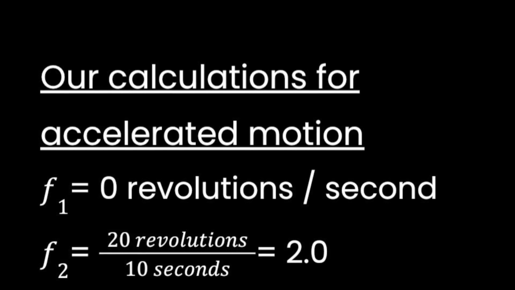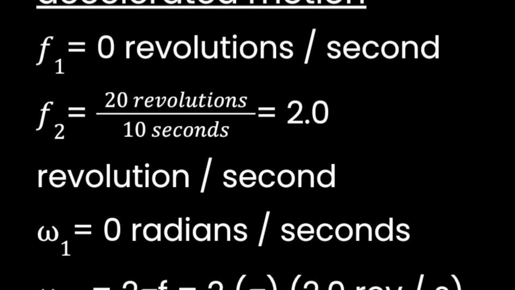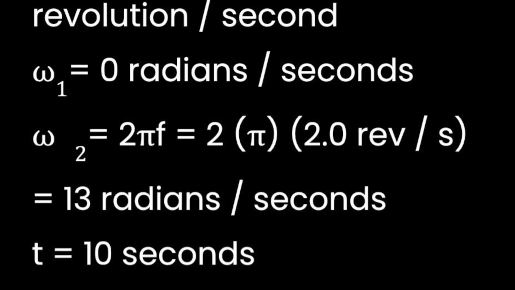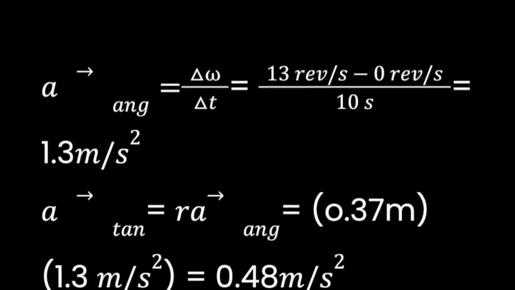For the accelerated motion, f is frequency. The first one is 0 revolutions per second and the second one is 2. Omega represents angular velocity. The first one is 0 radians per second and the second one is 13. Time is 10 seconds and the radius is 0.37 meters.